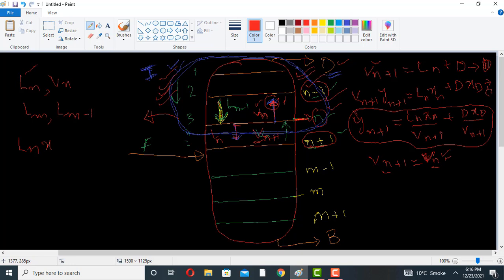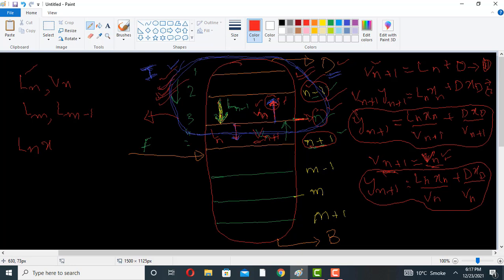So this equation can also be written as Yn plus 1 is equal to Ln Xn divided by Vn, plus D Xd divided by Vn, because Vn plus 1 is equal to Vn. So this equation is called the straight line equation of the rectifying section of the distillation column.